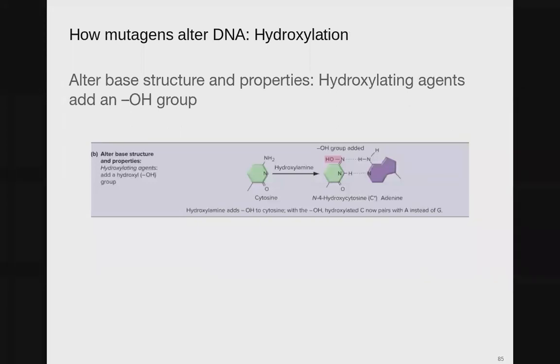Conversely, we can also see hydroxylation, which is where we add a hydroxyl group, so an OH group. So we have cytosine here. We tack on a hydroxyl group here, creating N4 hydroxyl cytosine, which will then bind to adenine, which it shouldn't do normally. Cytosine should bind with guanine, but we create this weird hydroxyl added form of cytosine, and now it combines with adenine.